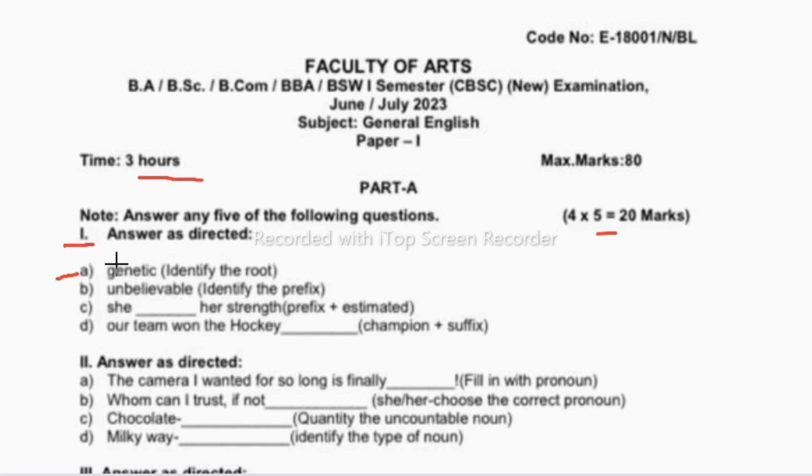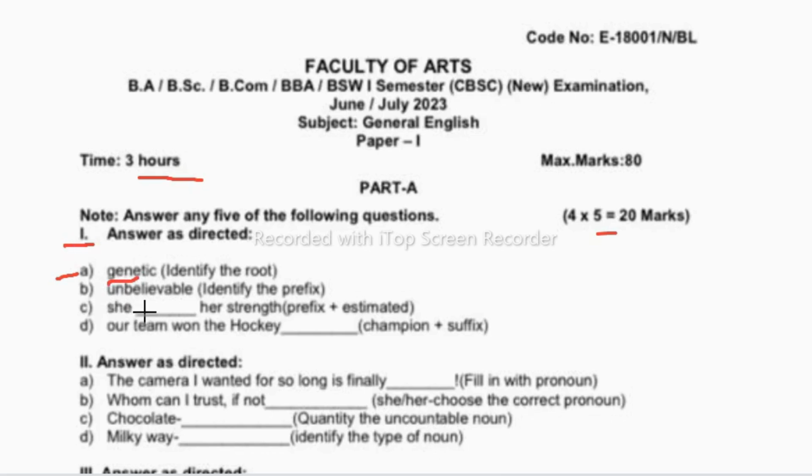Under the first question, answer as directed, that means they would direct you in the bracket what you have to do. Here the first word is 'genetic'. Identify the root word. What you have to do is simply write the word in your answer booklet and then underline the root word. The root word of this word is 'gen', and below you have to write the root word.